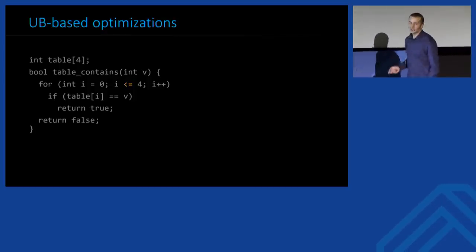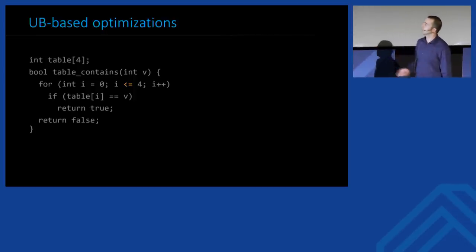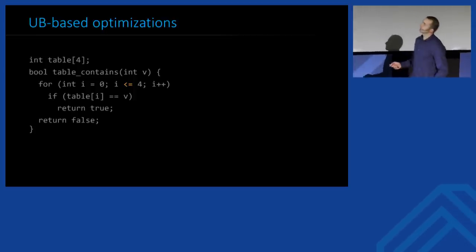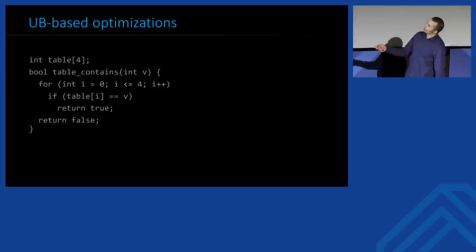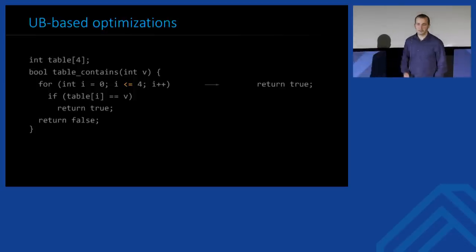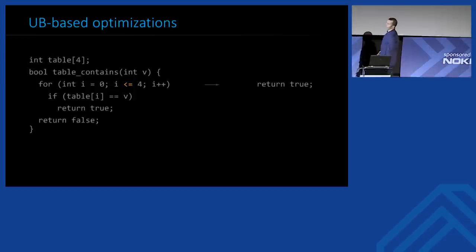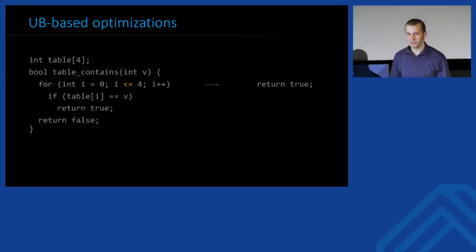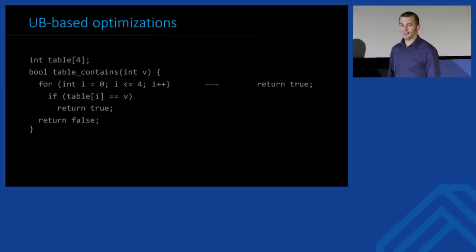But I have undefined behavior here. I'm indexing one element too much. From the point of view of the compiler, it looks like this. Either I have found it in one of the four elements and I return true, or I have undefined behavior. Since undefined behavior never happens, it means that I always return true, and the compiler can optimize this entire code to this. And when I test it with the newest version of GCC, it really does it.